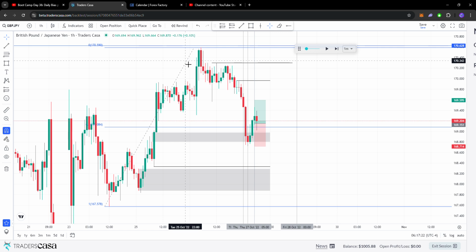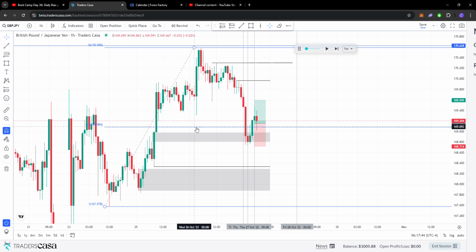Weekly was bullish, daily was bullish. Daily is bullish, so we were looking for longs. 4 hour broken structure to the downside, which means we're retracing on the 4 hour. If we're retracing on the 4 hour and daily is bullish, that means, if we broke structure on the 4 hour and we're bullish on the daily, that means we were retracing on the daily.